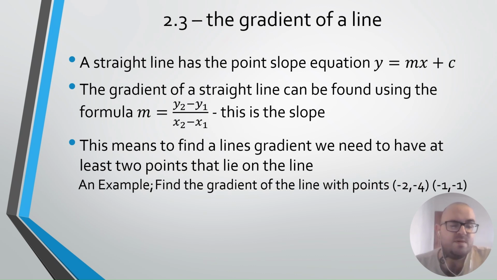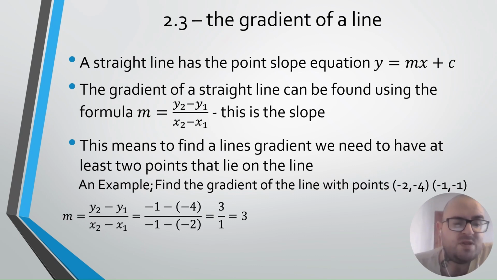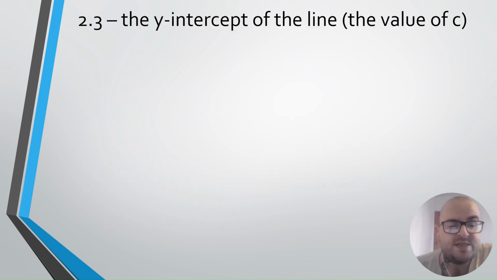An example. Find the gradient of the line with points -2, -4, and -1, -1. So m is y2 minus y1 over x2 minus x1, and that simplifies down to 3. So the gradient of that line that lies on those points is 3.